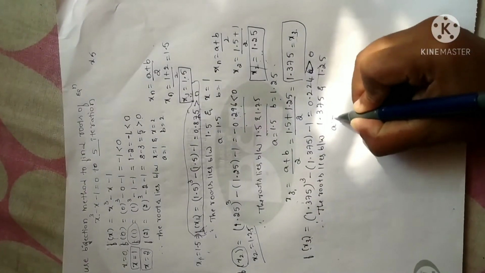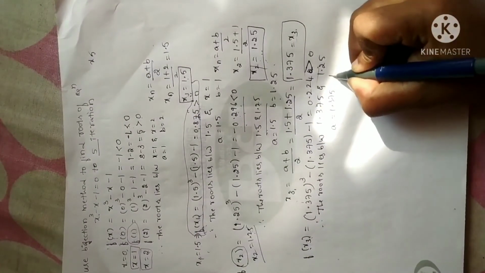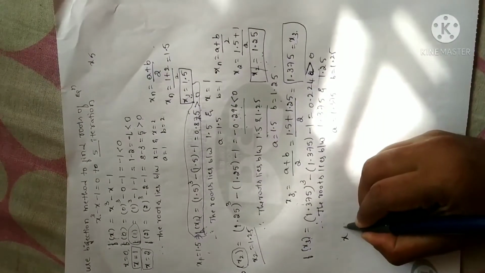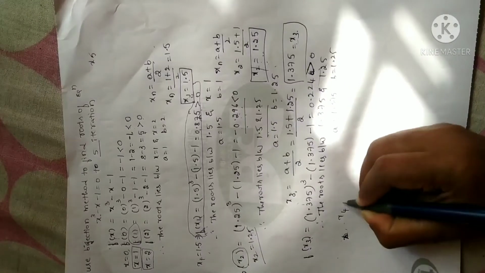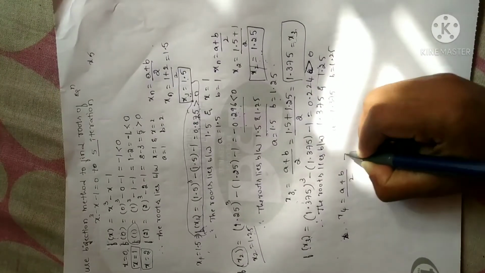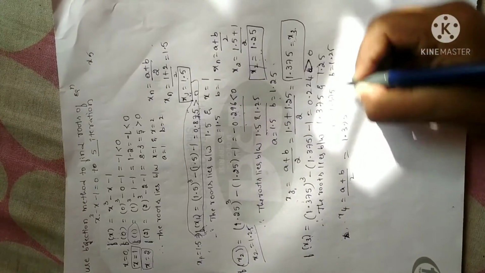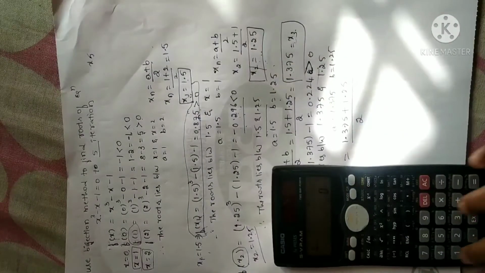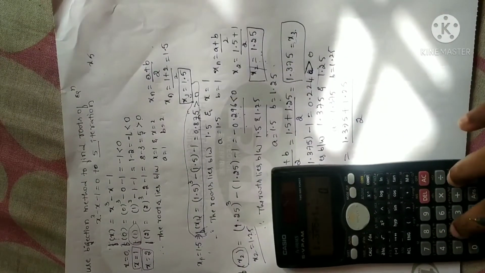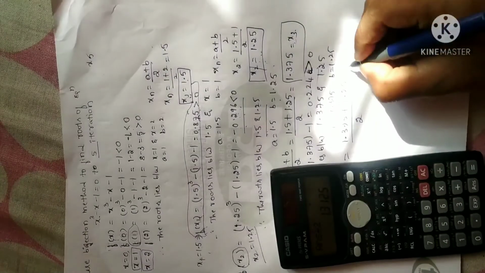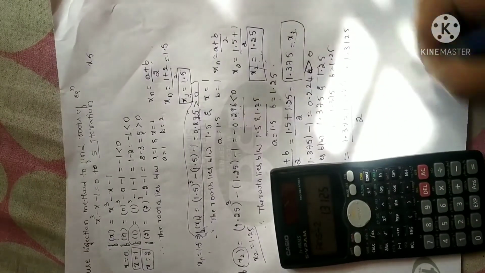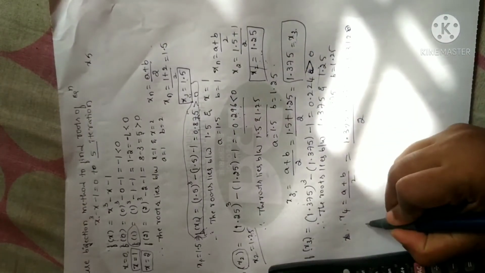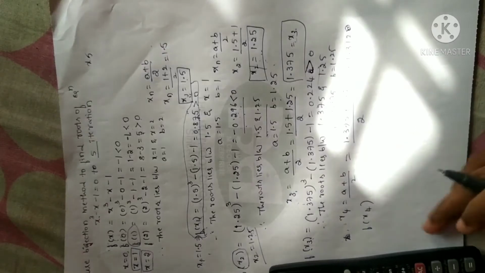Fine. Now let me take this value as a, 1.375, and b as 1.25. Use the same formula. I have already obtained the value of x3. Now I have to calculate x4. x4 is equal to (a plus b) by 2. a is 1.375 plus b is 1.25 divided by 2. So 1.375 plus 1.25 divided by 2 will give us 1.3125, or 1.312 I can take. Fine. Now this is the value of x4. Let me calculate f of x4.